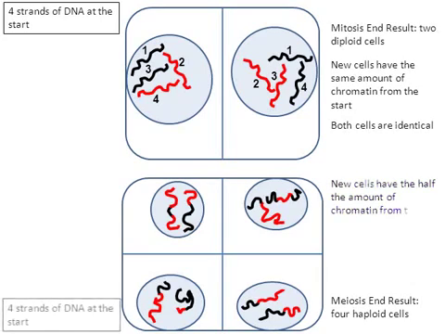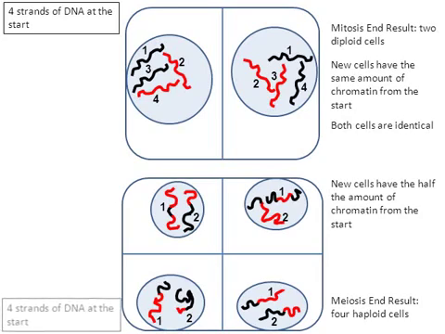The new cells have half the amount of chromatin as they did from the start. Look at that. That cell only has 2. The cell in the upper right-hand corner only has 2 strands of chromatin. The cell in the lower left only has 2 strands of chromatin. The cell in the lower right only has 2 strands of chromatin. So the cell at the beginning had 4 strands of DNA, but these cells only have 2. Well, that's because these are haploid cells created by meiosis.